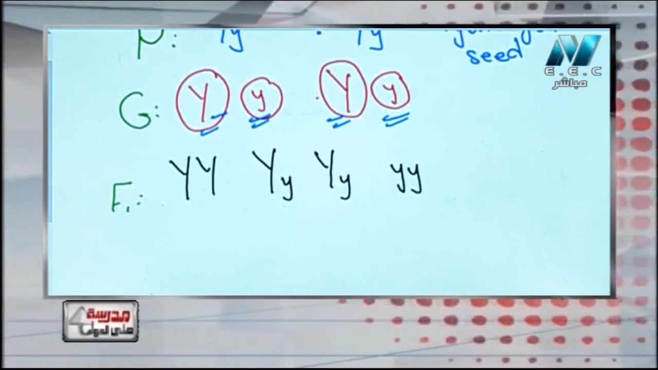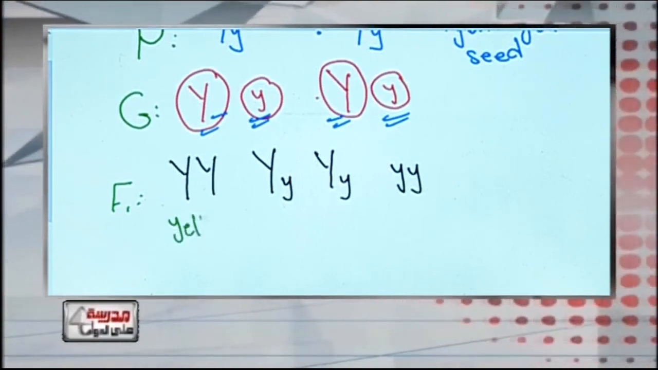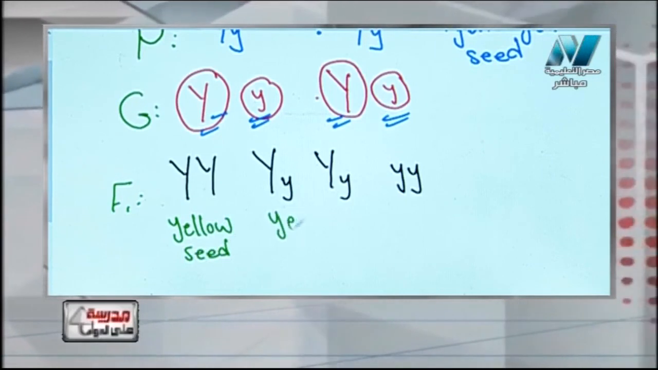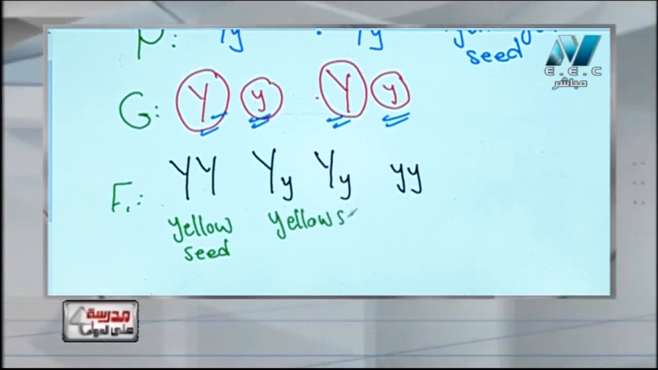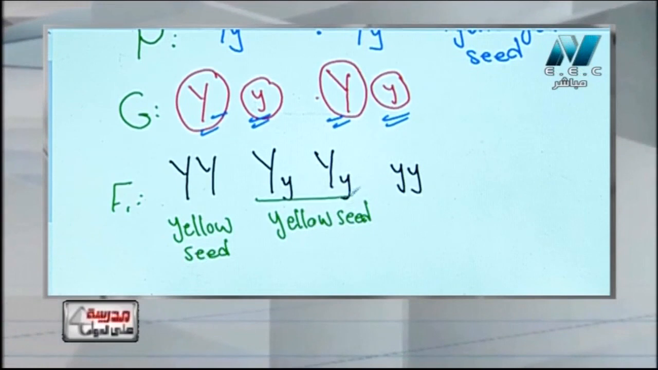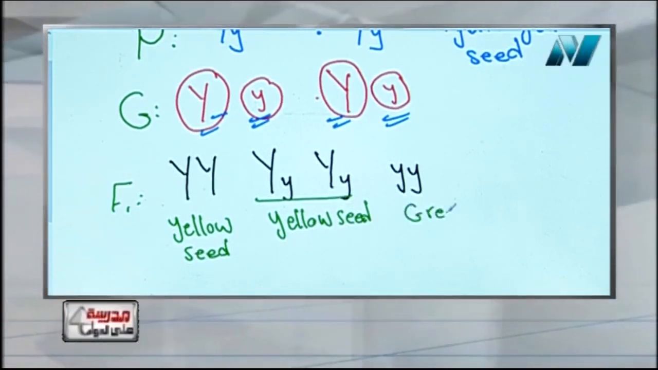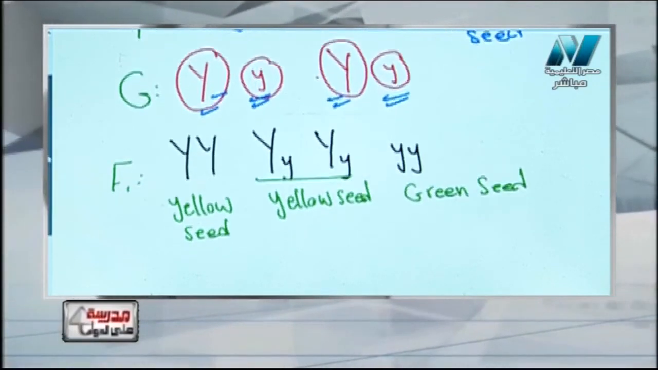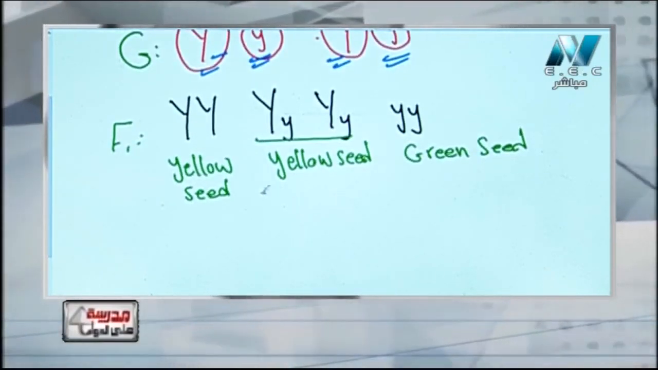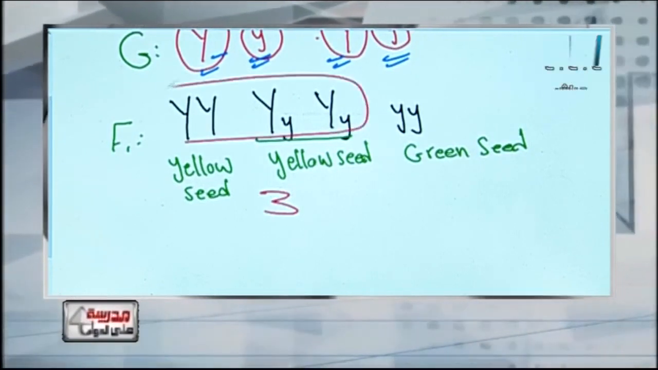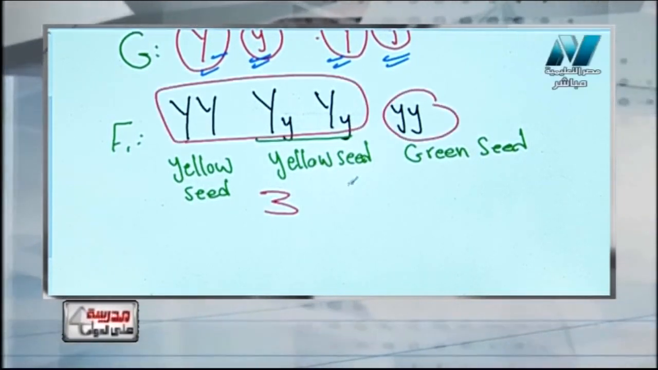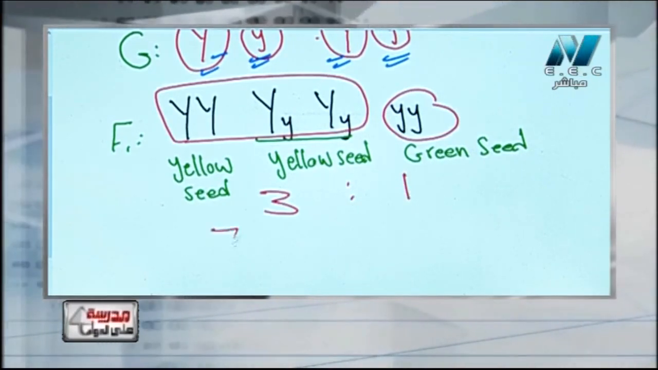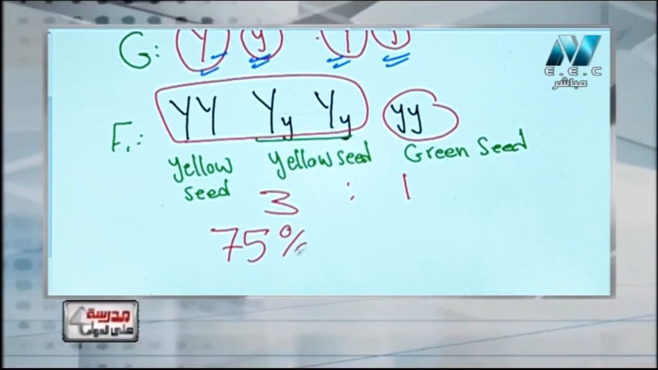We have what here? We have yellow seeds, yellow seed, but here we have 2 yellow seed hybrid, we know, and here we have green seed. So how many yellow seeds? Here we have 3 yellow seeds and 1 green seed. يبقى ratio 3 yellow to 1 green seed, or 75% to 25%.